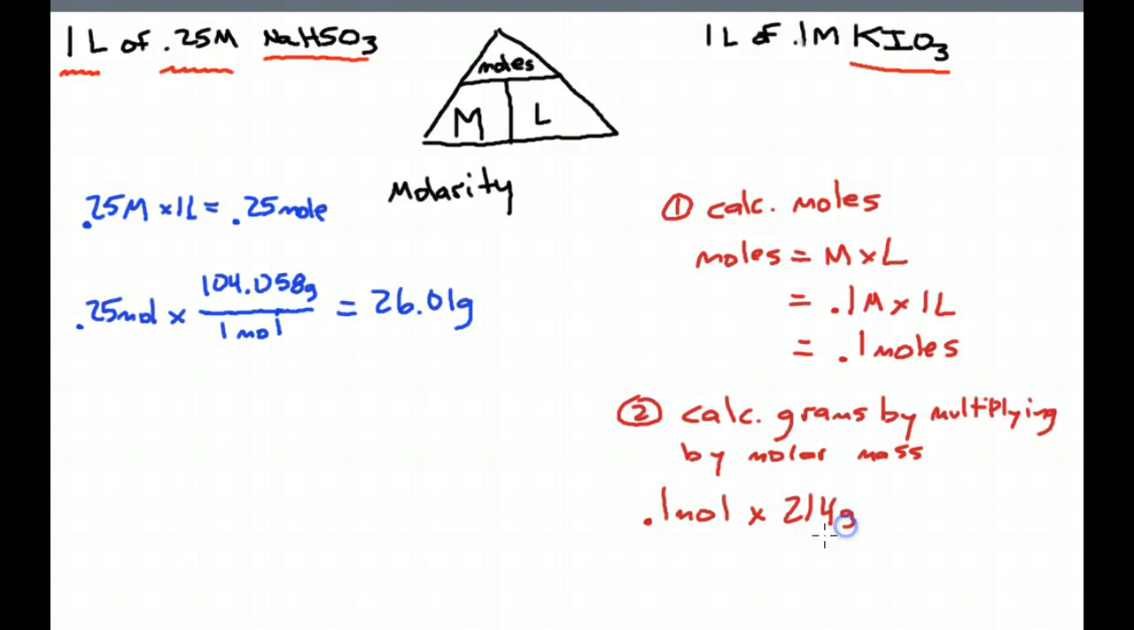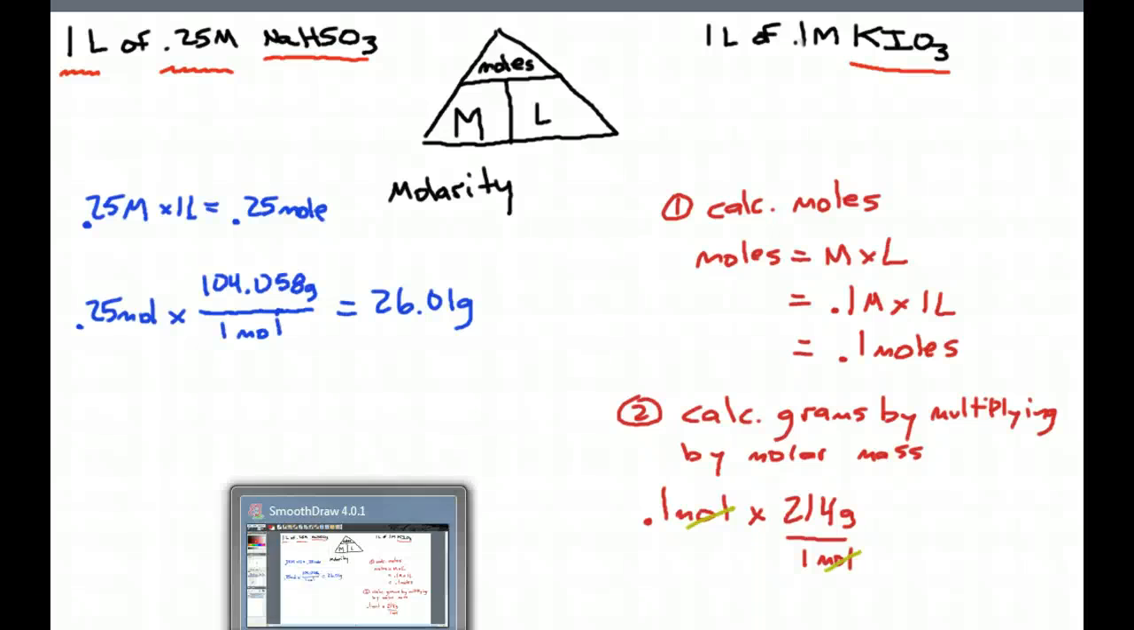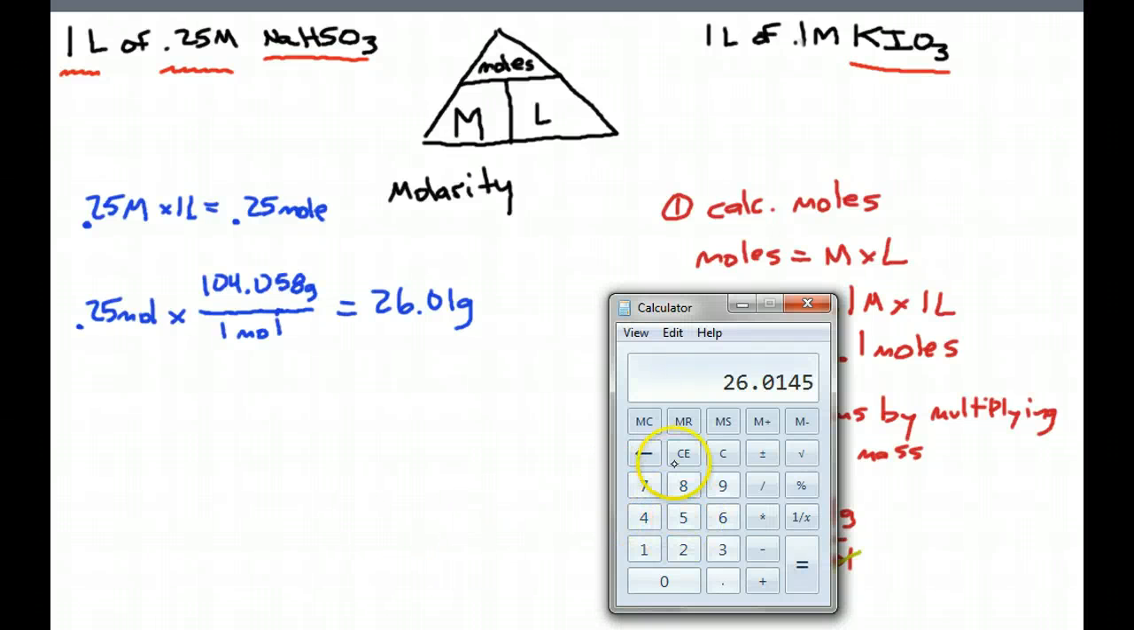214 grams per mole. And when I write it like this, you can actually see why you're multiplying by the molar mass instead of dividing. We have to cancel out moles here. If we divide by the molar mass, we won't be able to cancel out moles, and we're left with the wrong unit. All right, so 214 times 0.1, actually pretty easy math, but we'll show you here anyway.